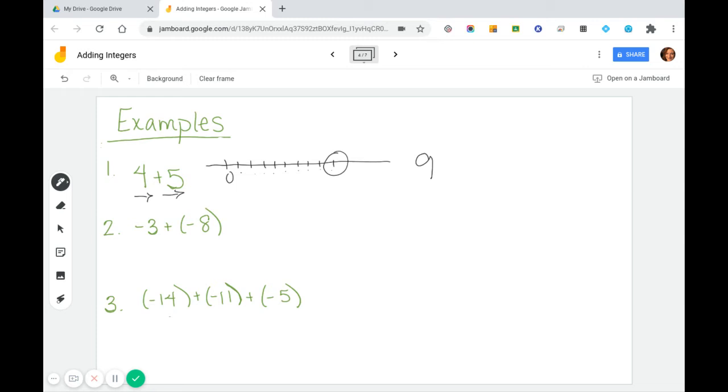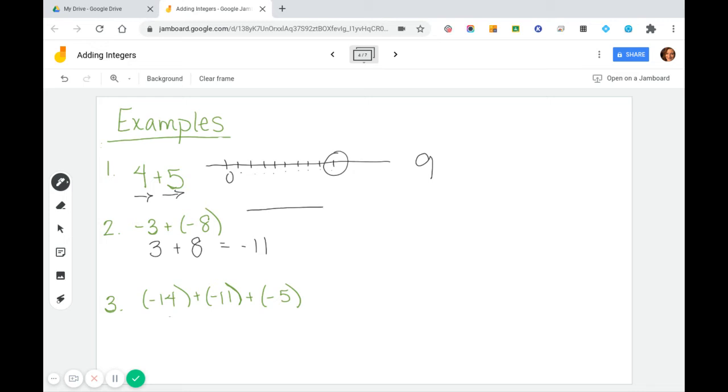Number 2, this time they're both negative. That rule says find the absolute value. The absolute value of negative 3 is 3. The absolute value of negative 8 is 8. Add those together, you get 11, and then you need to keep that negative sign on there.